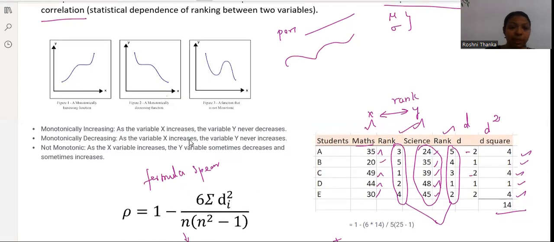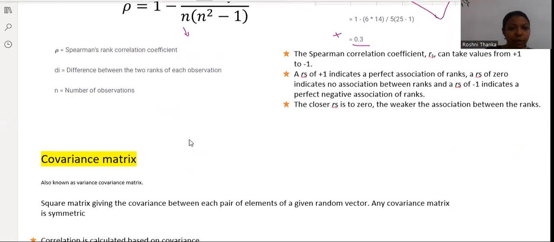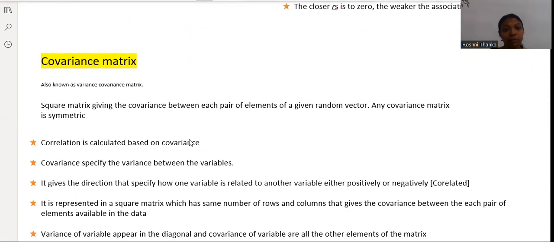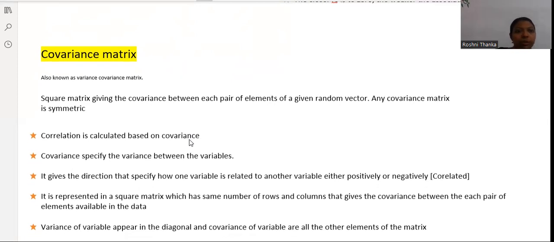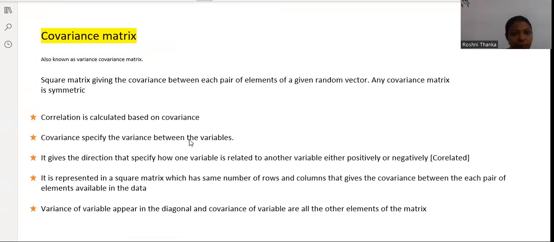using Spearman and Pearson correlation. The next statistical inference method is the covariance matrix. What is this covariance matrix? It is also called the variance-covariance matrix. It is a square matrix. Square matrix means it will have an equal number of rows and columns. This will help you get the covariance between each pair of elements.